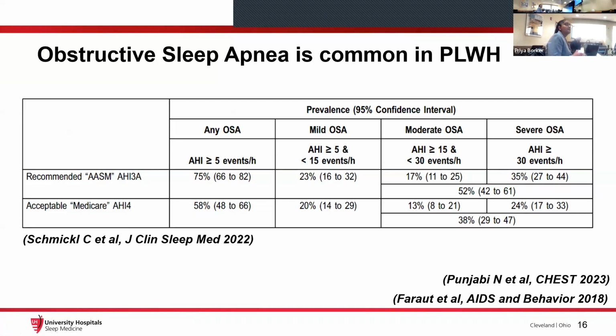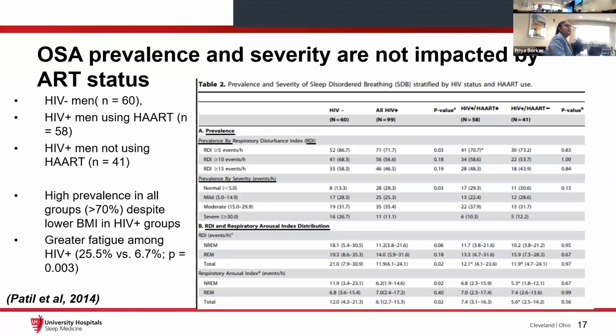And so what we can see, pretty clearly in the literature at this point, is that obstructive sleep apnea seems to be extremely common in people living with HIV, no matter what measure you're using, whether that's the AASM criteria or the CMS criteria. And so people living with HIV seem to have sleep apnea at higher rates than the general population, and also of greater severity. And they also seem to have sleep apnea at lower BMIs.